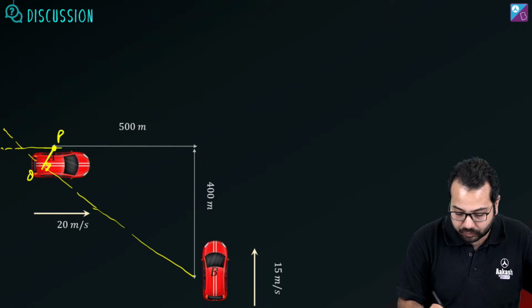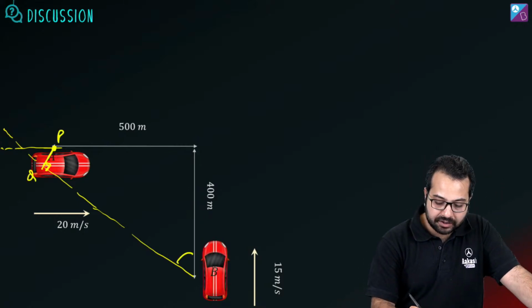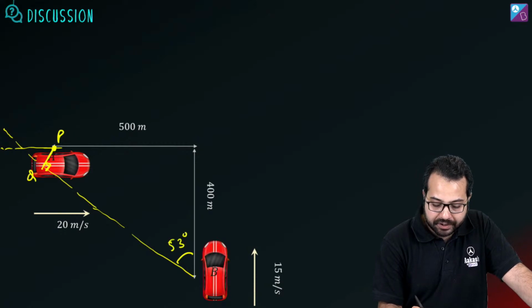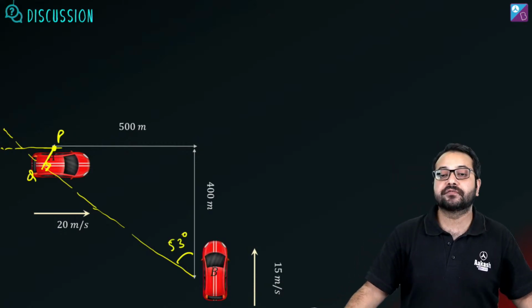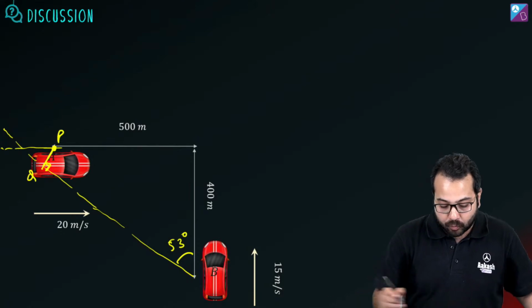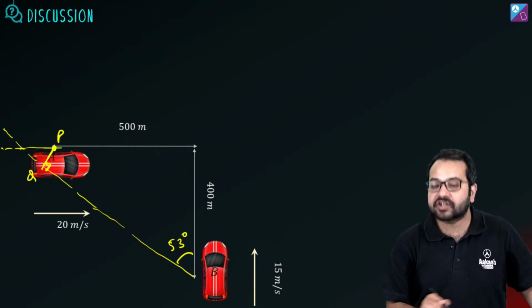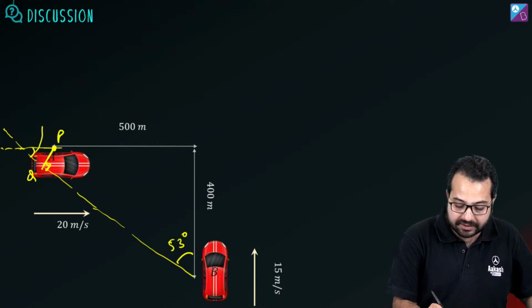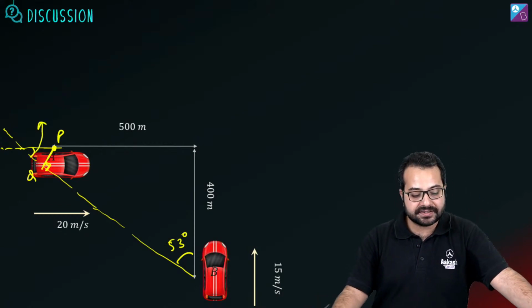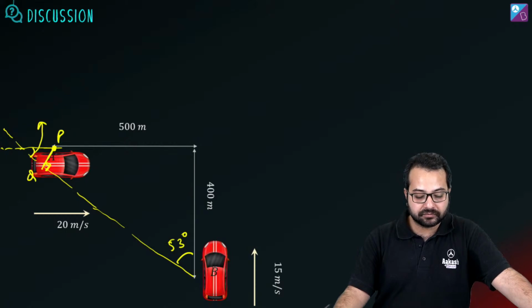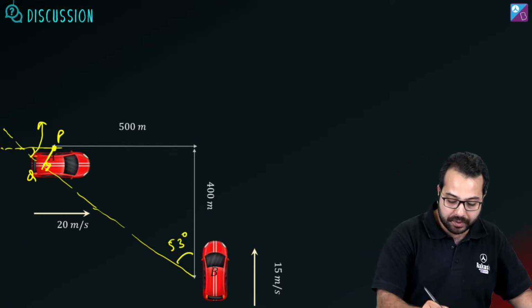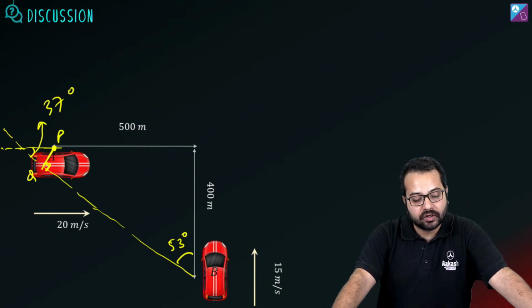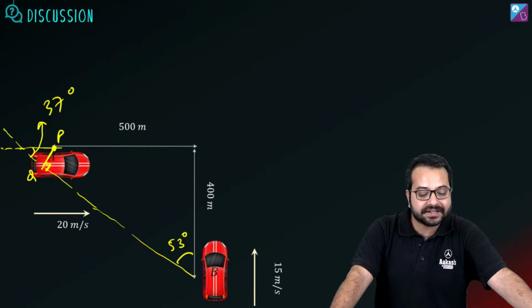So this is PQ. Now this angle we had already calculated. What is that angle? That angle was 53 degree. Which means if we look at the large right angle triangle, this angle is going to be 37 degree. Is that correct? Okay. So from here, what is it that we calculate?